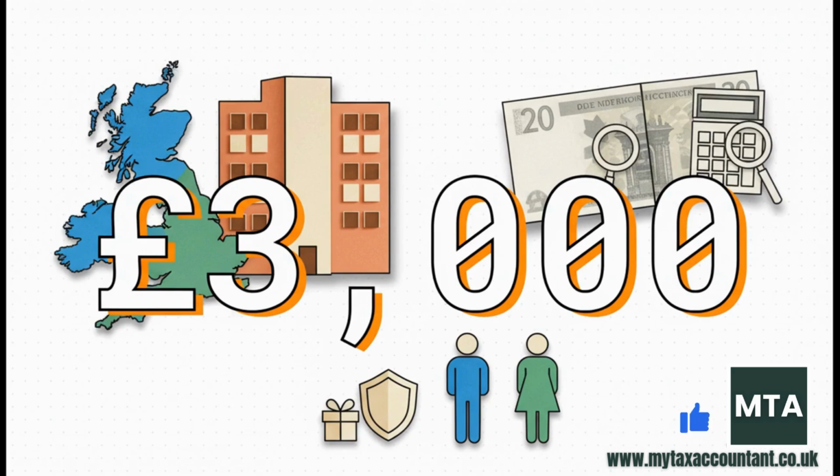But here's a little trick that makes it even better. If you own that property jointly with your spouse or civil partner, you can both use your allowance. And just like that, you've doubled your tax-free gain to £6,000. It's such a simple strategy, but it all comes down to having the right ownership structure in place from the start.